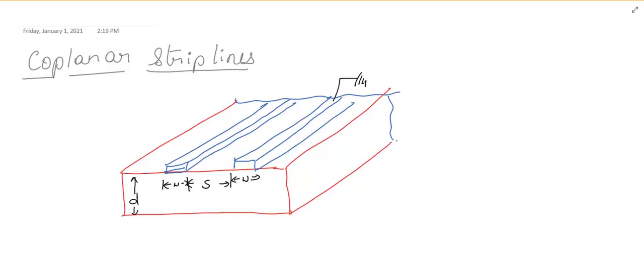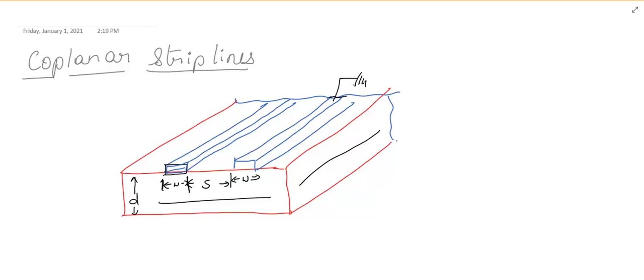There are always strips as well as a dielectric material, right? So this is the dielectric material that we are placed, of thickness D, and the two strips are placed on the same plane. Here the width of the strips is considered as W, and the distance between the two strips is considered as S. Because we need a ground connection, one of the plates is connected to the ground.